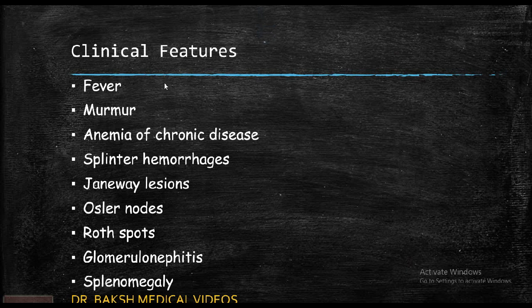So if we look at the clinical features, the patient develops fever. It's usually a high-grade fever due to bacteremia. There is a murmur, which is basically due to damage to the valvular structures. Anemia of chronic disease, splinter hemorrhages, which I just mentioned, Janeway lesions, which are non-tender, Osler nodes, which are painful, Roth spots in the eye, which are diagnosed by fundoscopy, glomerulonephritis, and splenomegaly, which is seen in the subacute cases.